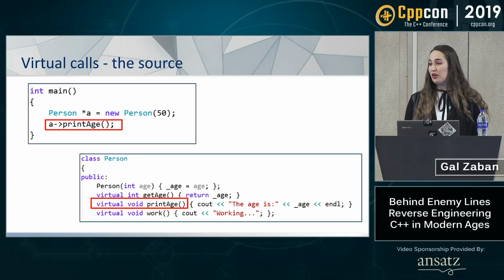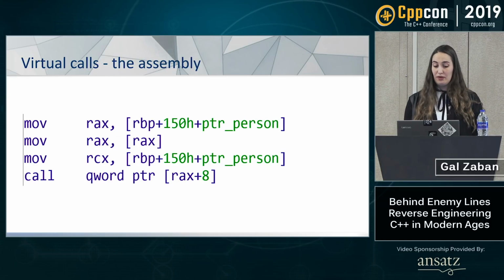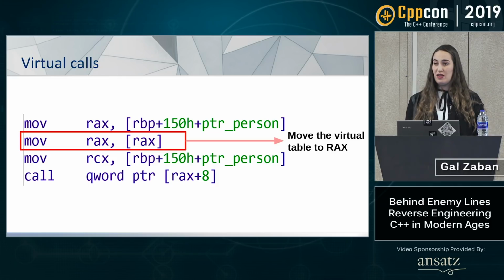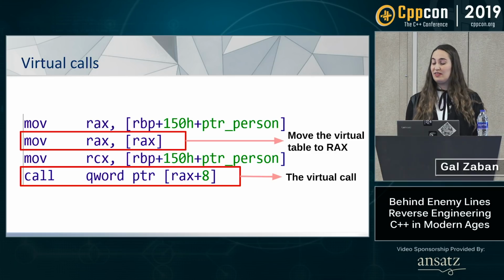Okay, so virtual calls. This is a main part for reverse engineers to understand, because virtual calls are very complicated in assembly. For example, you have this code, which is the source code of a virtual call. You have the virtual function, and also the virtual call itself. But in assembly, first you can see the move of the virtual table to RAX. Second, we can see the virtual call itself. In this case, the keyword PTR with the brackets means that you take the value of the register that's in the brackets.